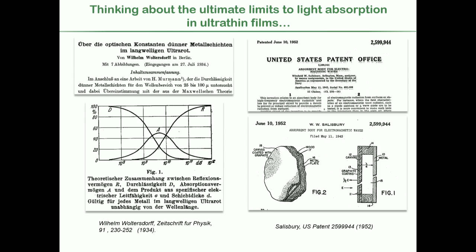Here's the work by von Woltersdorf, who showed that if you have a very thin metallic film of the right sheet conductivity, if you plot the absorption versus sheet conductivity, you see the absorption, this curve over here, go exactly up to 50%, a fundamental limit for a free space floating metallic film. And Salisbury later showed that if you put a very thin conductive layer behind a back reflector, or in front of a back reflector, you can get 100% absorption.